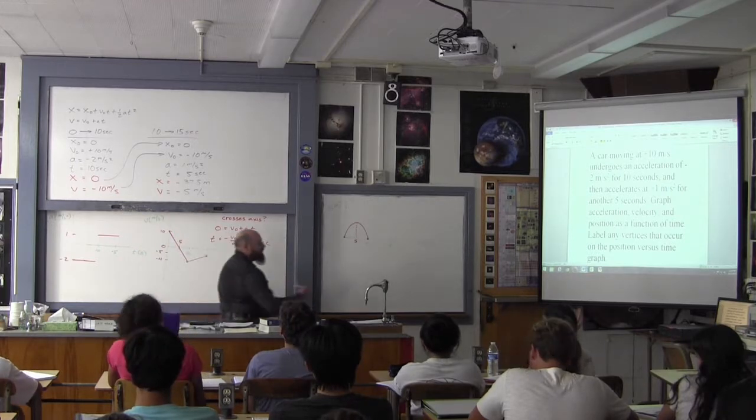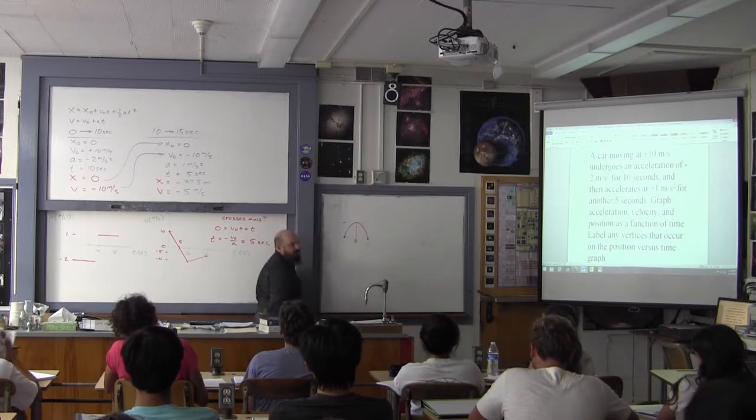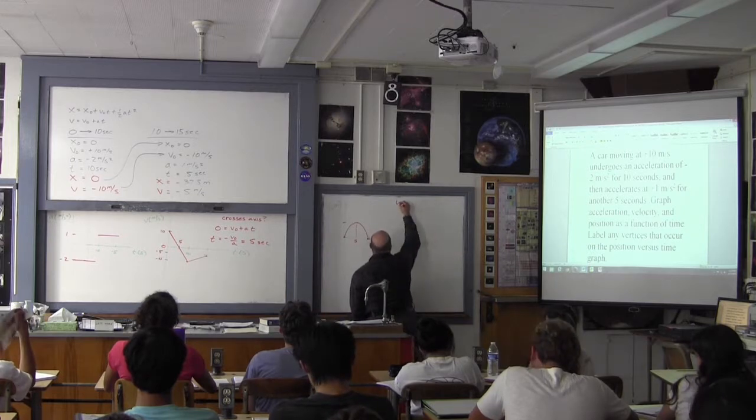The last thing that we don't know, however, about that parabola is where is the turnaround point? Where is the vertex? We now have to find it.